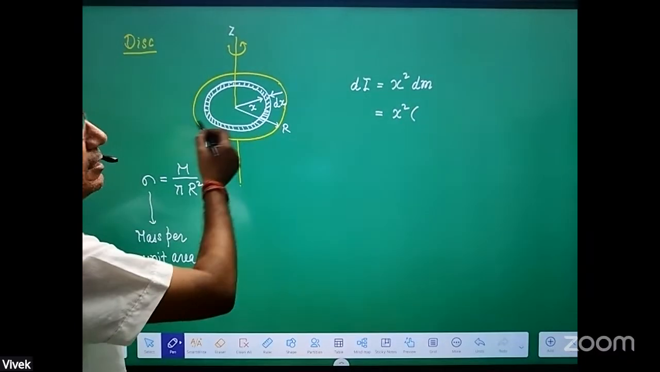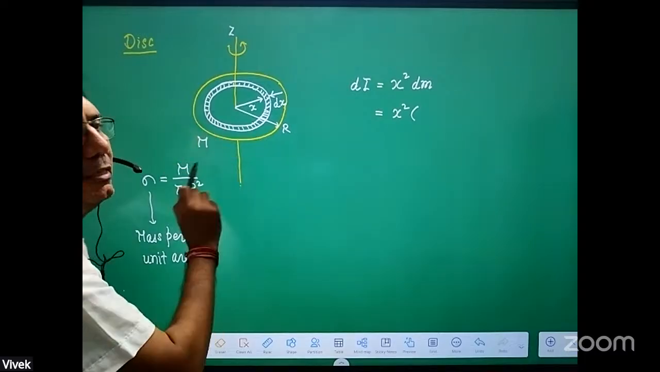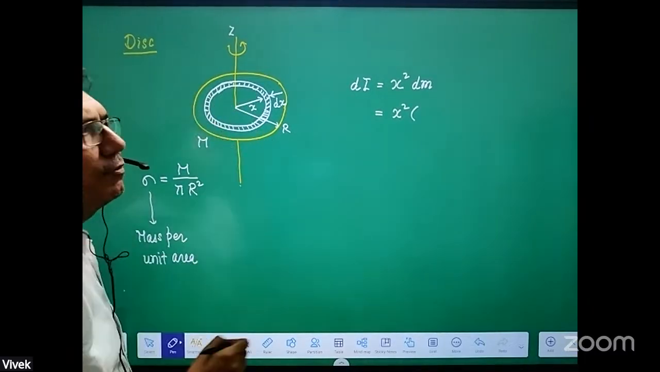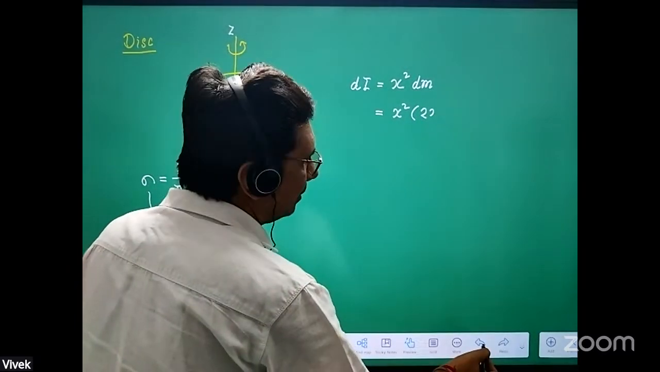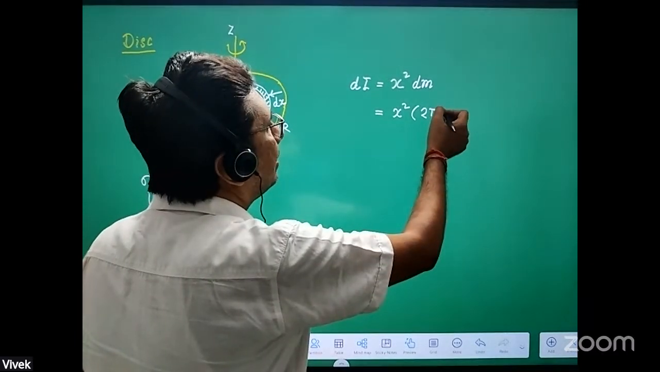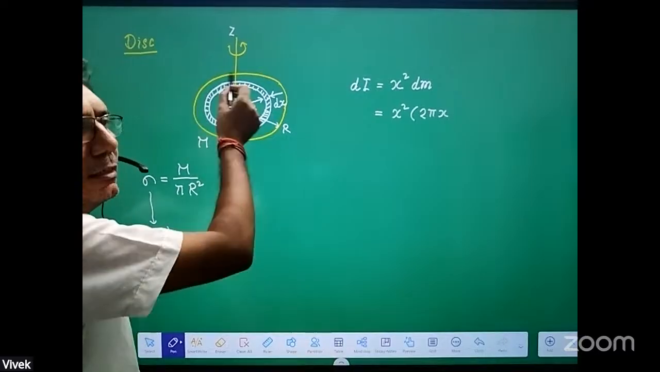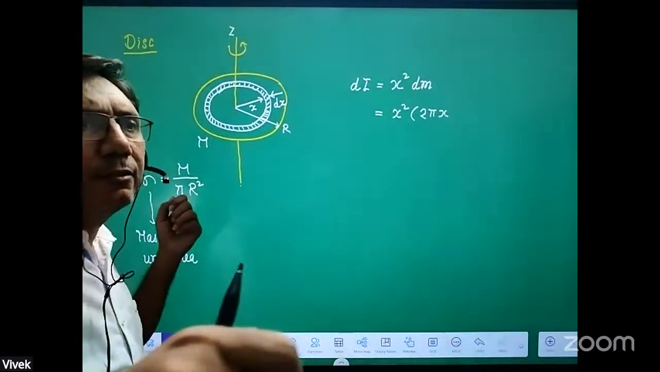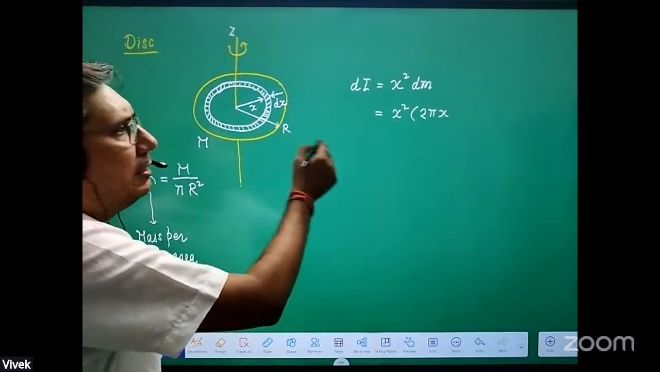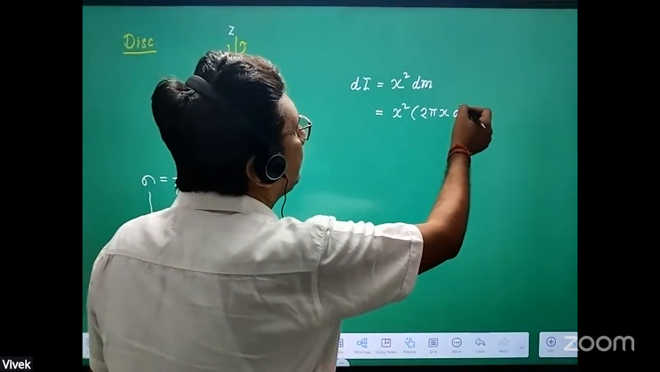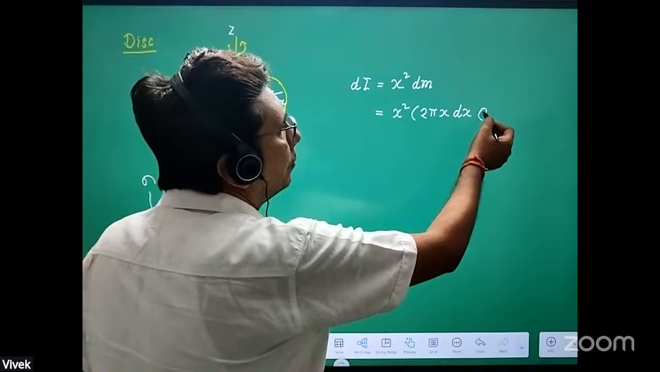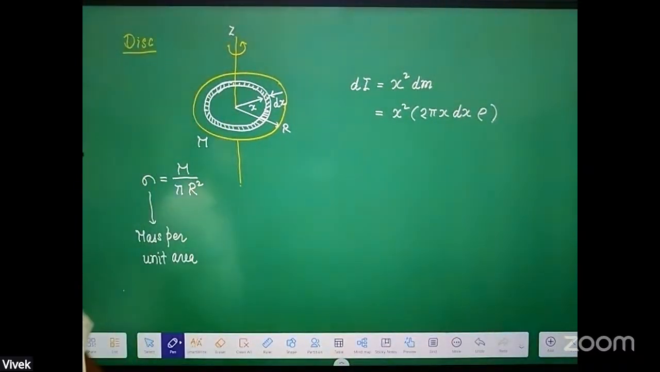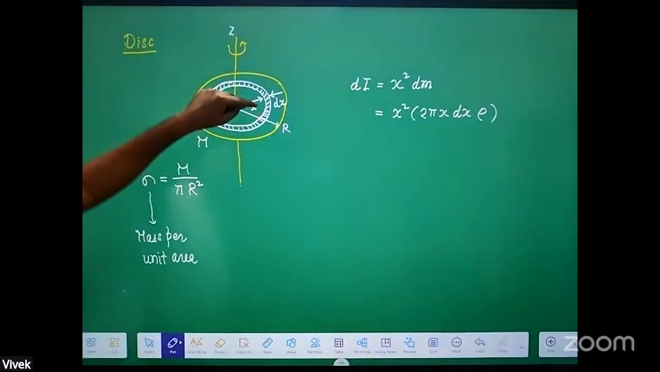What is the area of this strip? This will be 2 pi x into dx. What is the circumference? Circumference is 2 pi x. 2 pi x is the length of this strip. You can say 2 pi x is the circumference of this circular strip. You can say it is the length of the strip. And what is the width of the strip? That is dx. So you can write dx here. This is the area multiplied by rho, that is mass per unit area. First, I write the area of this strip, that is 2 pi x dx into rho.